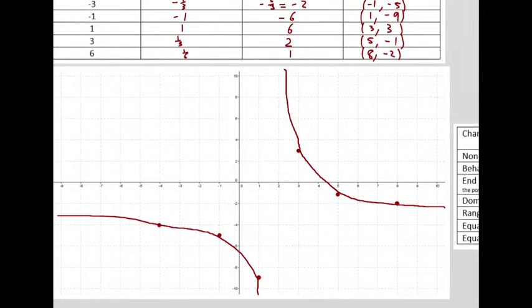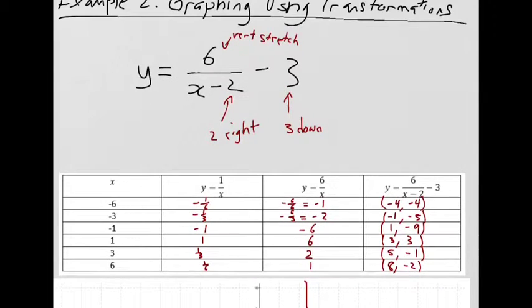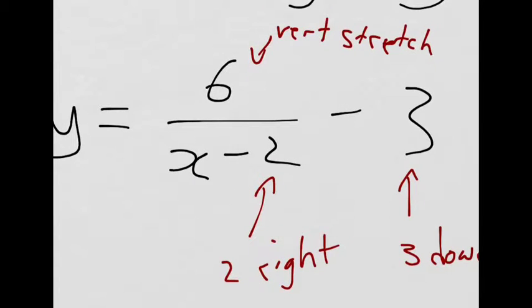Non-permissible values of x. What can x not be? Positive 2. Positive 2? How do you know that? Because on the third translation it is x minus 2 in the denominator. Yeah, right? The denominator can't equal 0. That's how we find non-permissible values, right?